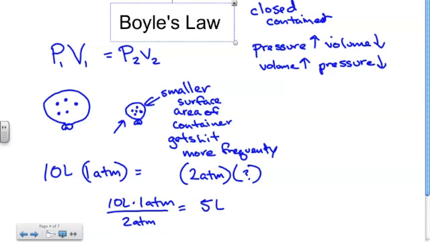This is an incredibly important law for anybody who is interested in scuba diving, because as someone descends deeper into the water, the pressure will increase. And so if volume, as you see over here, decreases, then someone will use their air supply much more quickly as they descend.